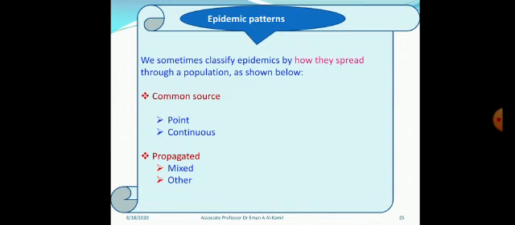And the common source, from its name, is one common source of infection which causes the epidemic. While in the propagated epidemic, there are many sources of infection. That's why the transmission of the infection will continue, and there are two types of propagated.